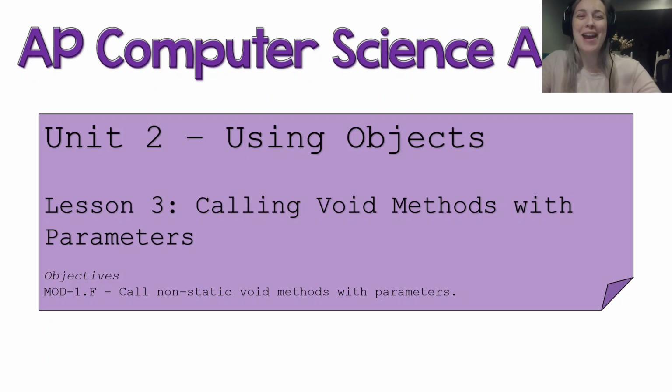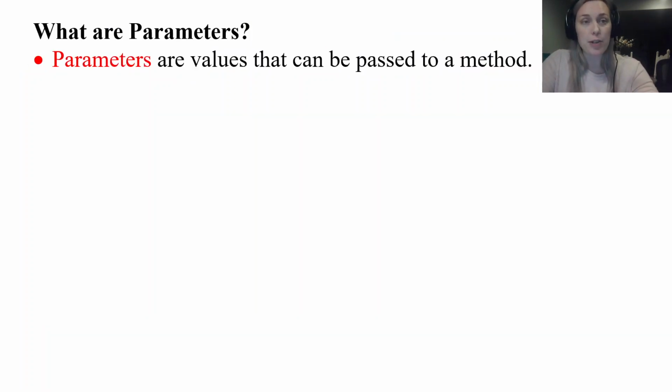Welcome to another AP CSA lesson where I, Goldie, take you through Unit 2 using objects. Today's lesson is Lesson 3, where we are going to be calling void methods with parameters now. So our objective is to call non-static void methods with parameters. Void methods means that we're still not returning anything, we're still not returning data, but this time we are going to be working with some parameters.